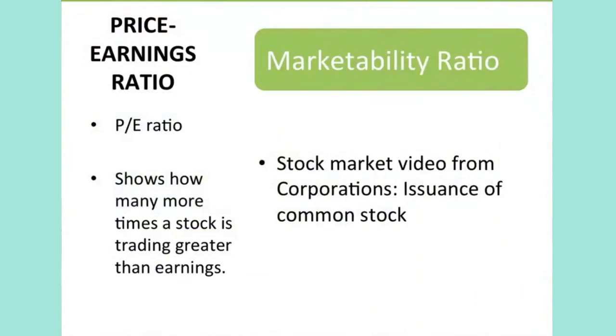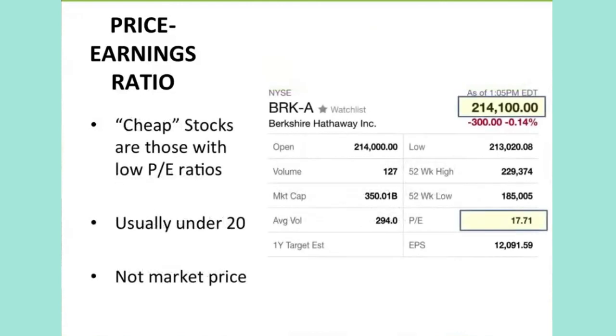The price-earnings ratio, which is usually just called the PE ratio, appears in the Wall Street Journal stock listings and online. It tells us how much greater the stock price is than the earnings of a company. The PE ratio is a measure of stock marketability. The PE ratio tends to gauge how expensive or cheap a stock price is. Those with PE ratios less than 20 tend to be considered cheap stocks.